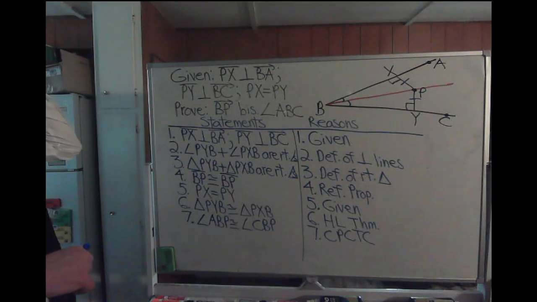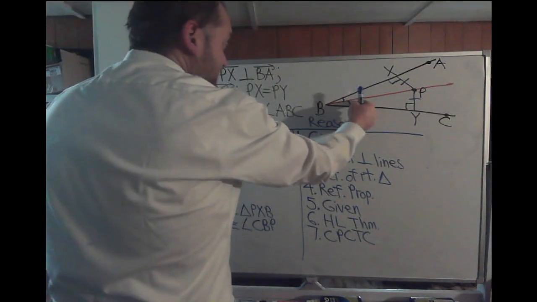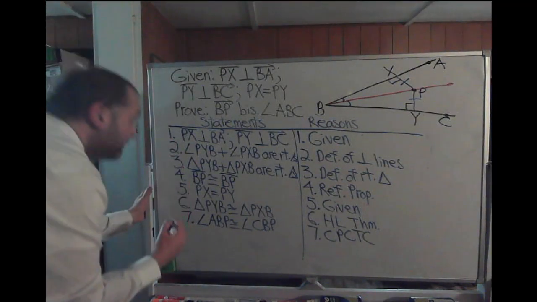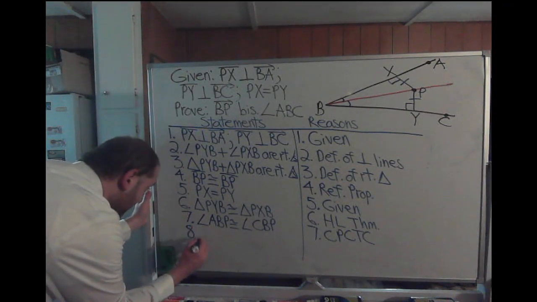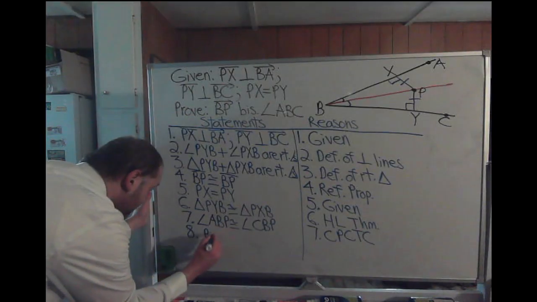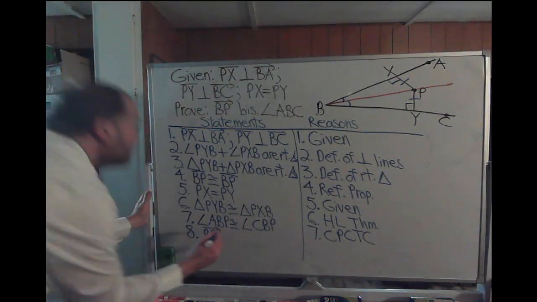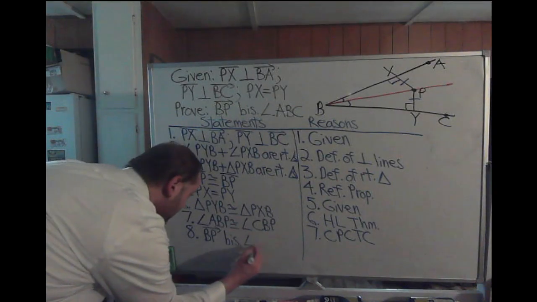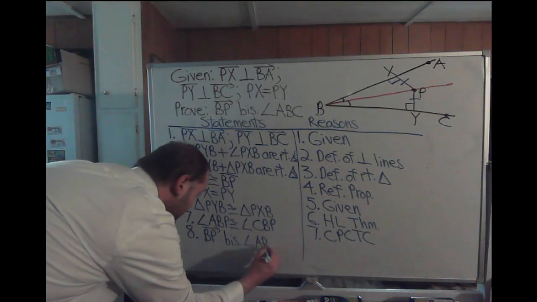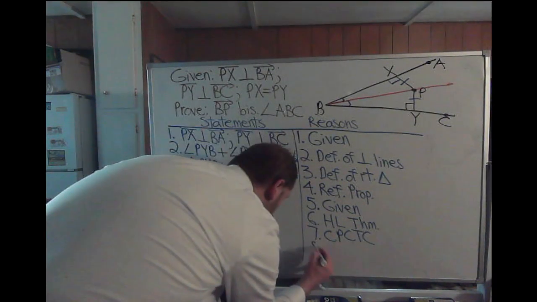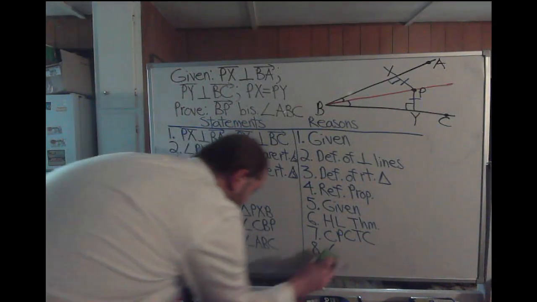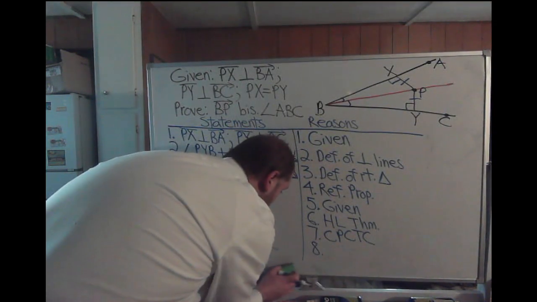So then, if we have two congruent angles here, that would have to mean that, for step 8, ray BP bisects angle ABC by the simple definition of angle bisector. I better say definition of angle bisector.